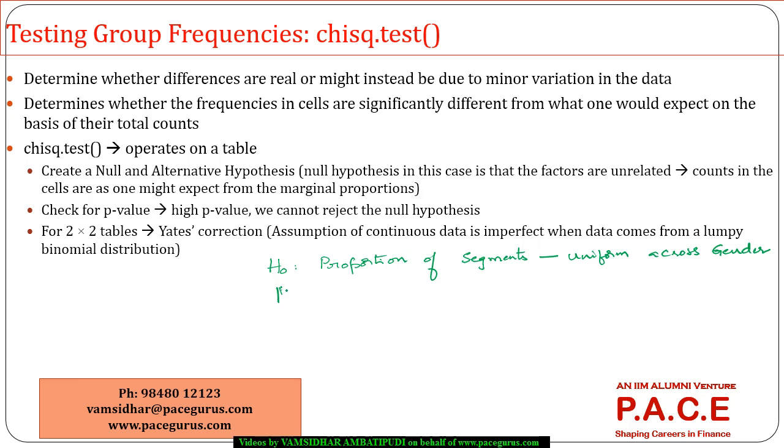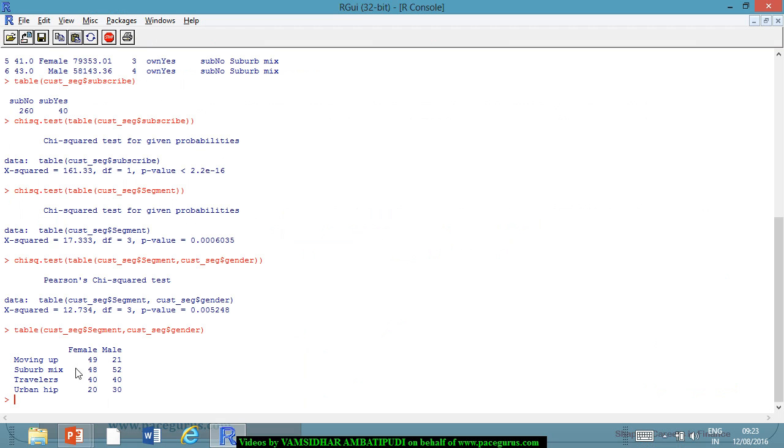Whereas the alternate hypothesis says no, there is a difference in the proportion of the segments across the genders. Probably in some segment the proportion of females is much higher, and in some segment the proportion of males is much higher. That is my alternate hypothesis. So based on that I am looking at my chi-square test.